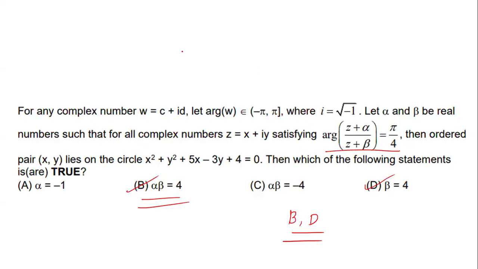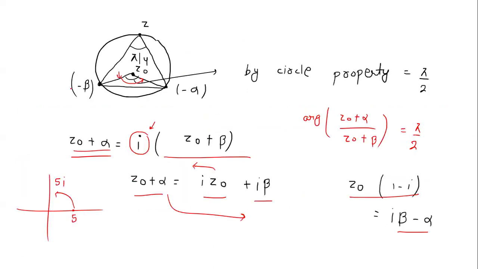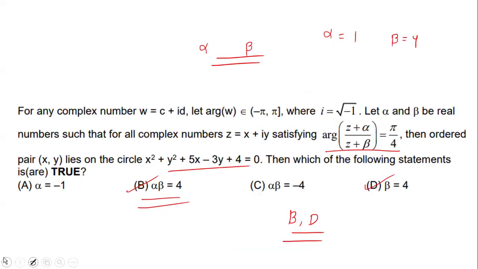And you can also see that alpha and beta are also lying on this circle. We know the alpha value is 1 and beta value is 4. And here we have the coordinates minus beta and minus alpha, which are lying on the circle. So both are real numbers. If you put alpha and beta values in this circle equation, they also satisfy.